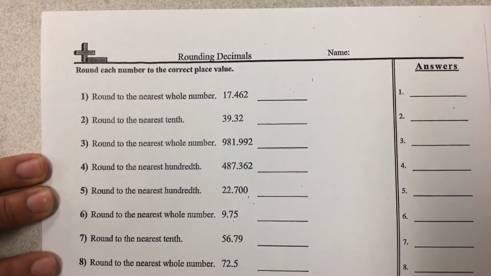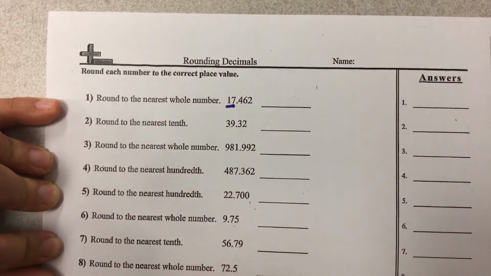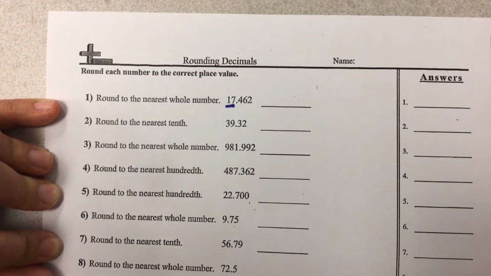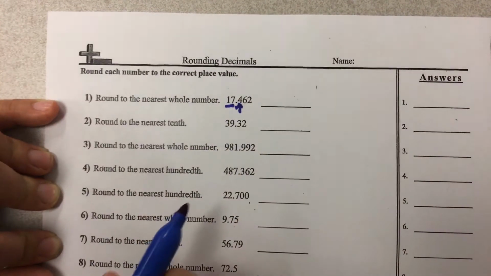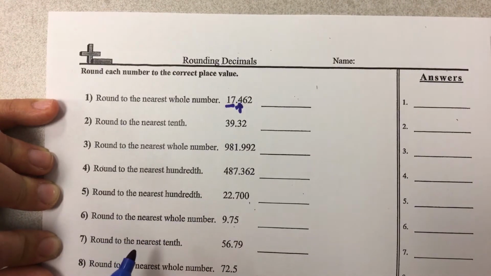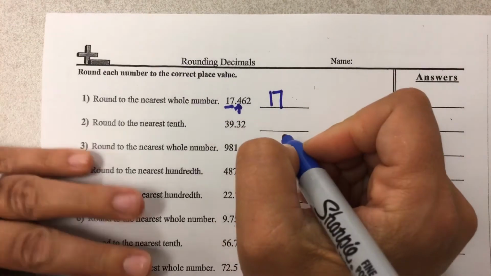So number 1 says to round to the nearest whole number. I'm going to take a look at this whole number, and that's 17. It tells me I'm going to look 1 to the right, so I'm going to look at that 4/10, and that 4 is going to tell me that I'm going to round down or stay the same, so this number rounded to the nearest whole number is 17.